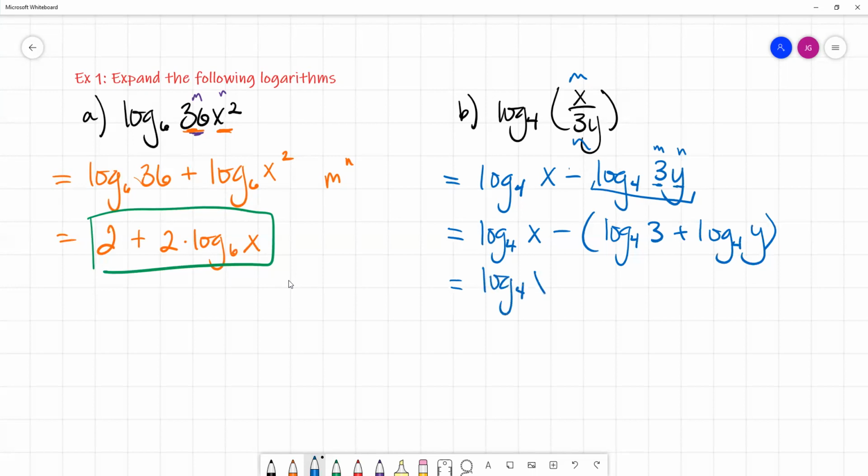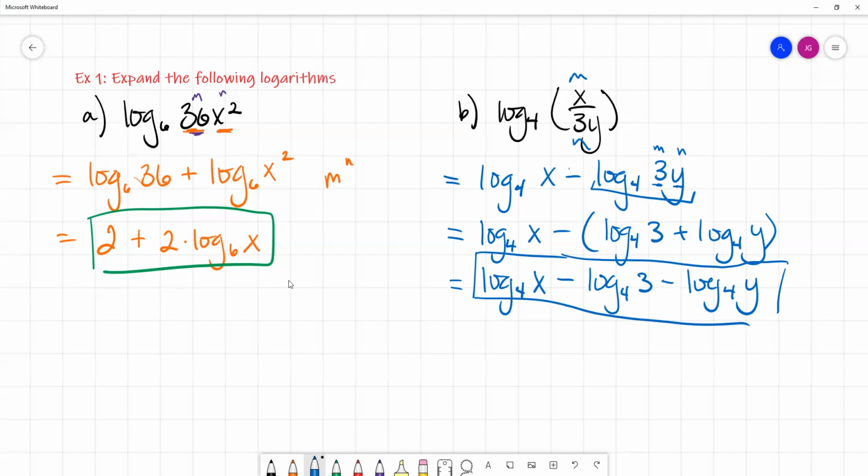Log base 4 of x minus, now here, 4 to what power gives me 3? Not a power that we are acquainted with, not one that we can think of right off the top of our heads, right? That one we would need to put into a calculator to figure out. So we're just going to leave it like that, log base 4 of 3. Then that negative gets distributed to here as well, minus log base 4 of y. Okay, so here is our answer. Sorry for the crooked line. So here are our expanded logs.